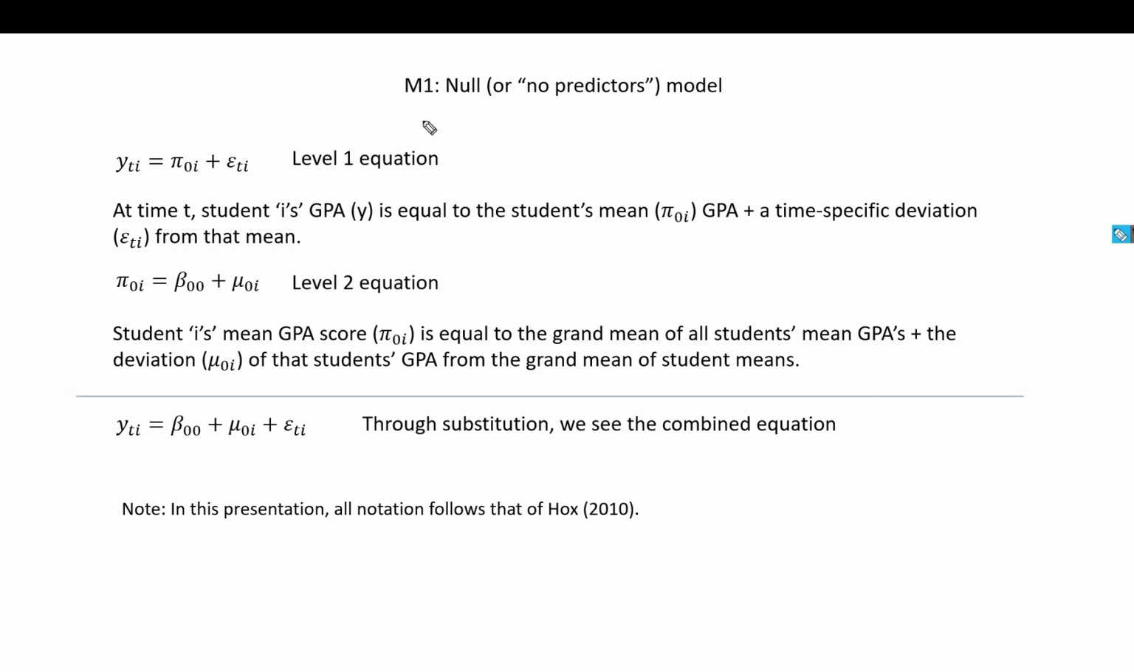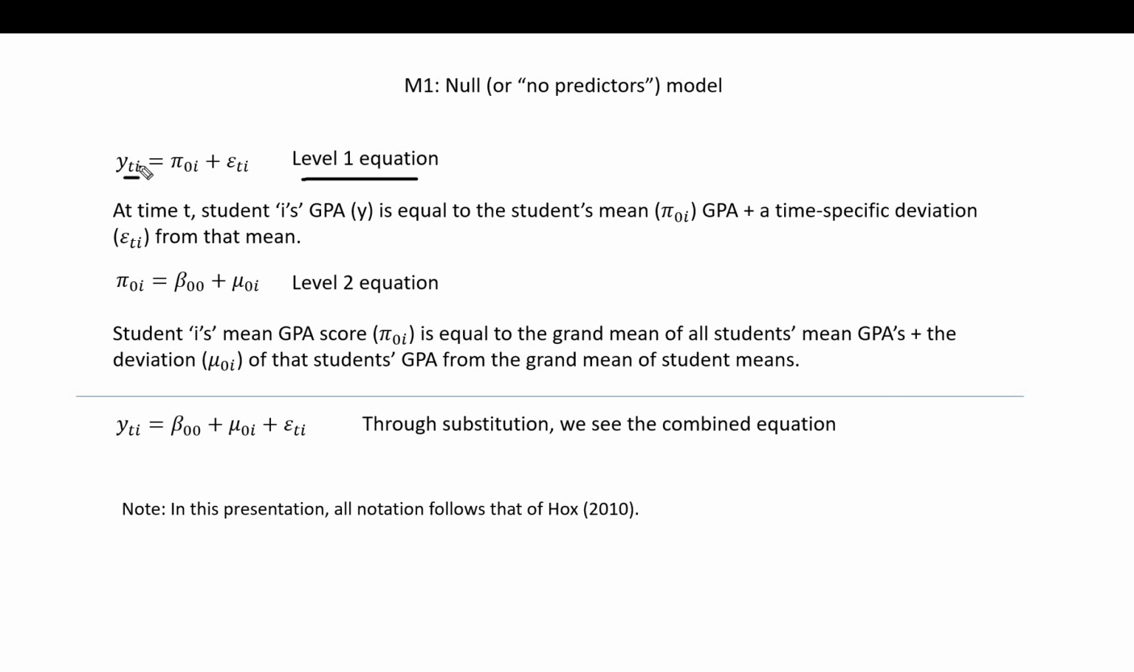For this model, you'll notice that we have a level 1 equation. This is the first model, by the way, in Hox's presentation. So it's got a level 1 equation. You'll notice that the subscripting has a t and an i, and basically for this y right here, this would be the GPA at time t for student i.